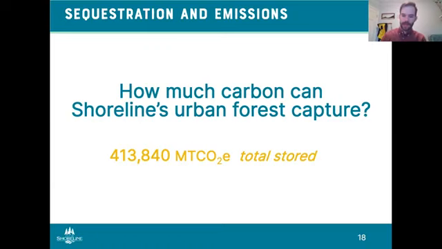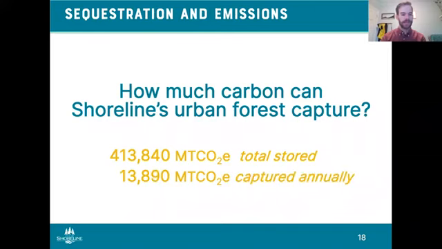which is a lot. But if we look at how much is captured over the course of any given year, as those trees photosynthesize and add mass, then we can see it's less. It's about 14,000 metric tons estimated captured in the course of a year by our entire urban forest across the city. And so how does this stack up to the emissions we produce each year in Shoreline through our activities, through our living here in the city? Next slide.